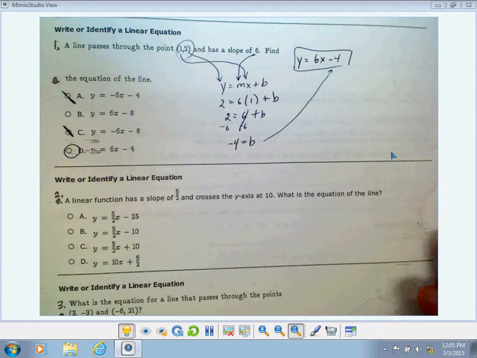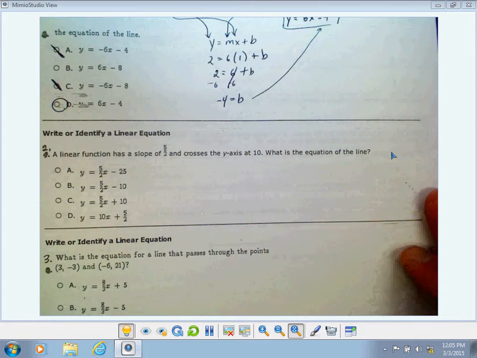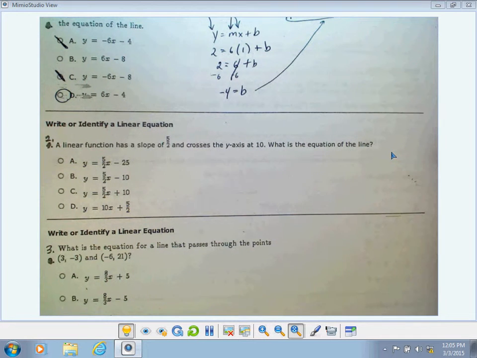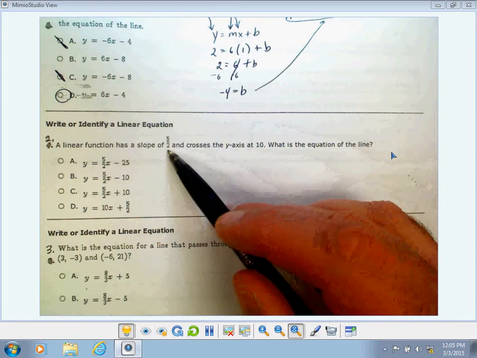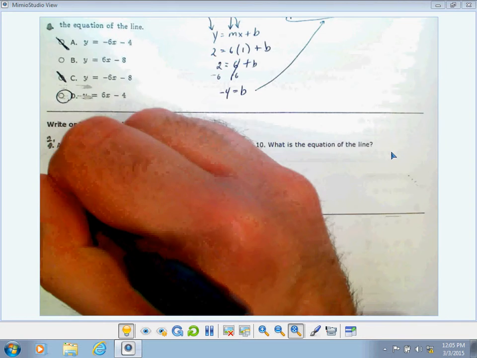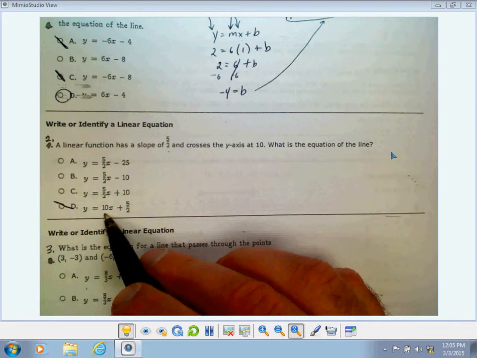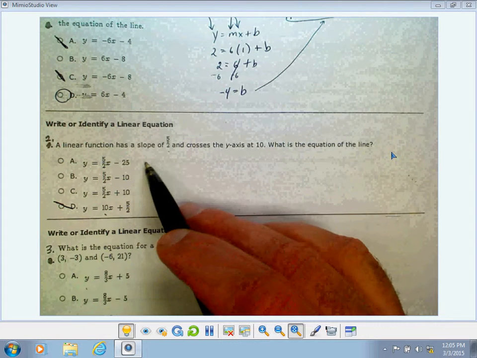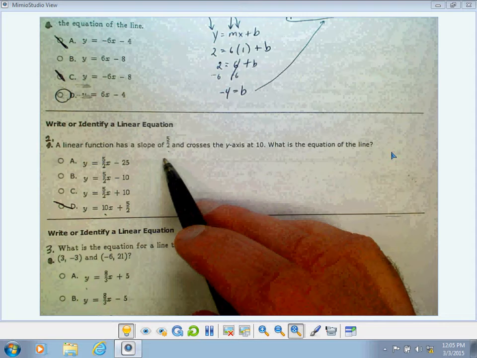Alright, so let's go to number 2. Number 2 is actually even easier yet. Here again we have a slope of 5 over 2, which means we can eliminate D because the number next to x is the slope. So D is not a slope of 10. It's supposed to be a slope of 5 over 2.